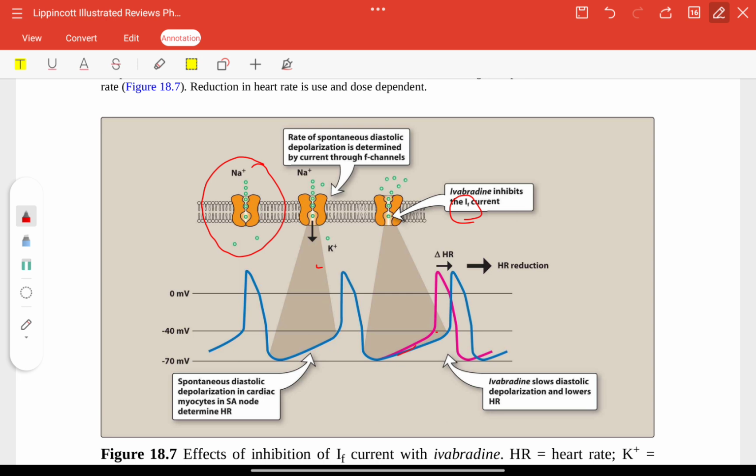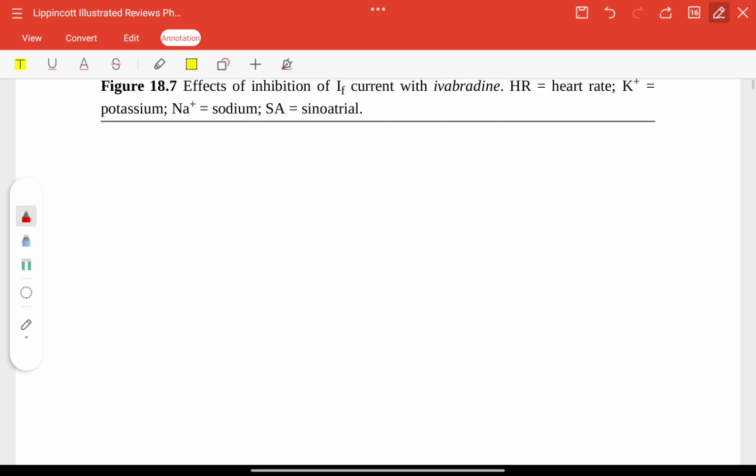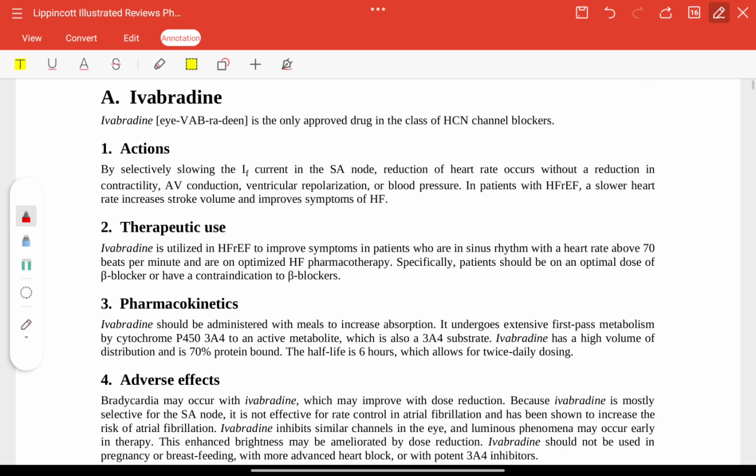Spontaneous diastolic depolarization in the SA node is determined here. Ivabradine slows the diastolic depolarization. Okay, it slows and lowers the heart rate. This one. Now ivabradine action: it will slow the current in the SA node and reduce the heart rate.